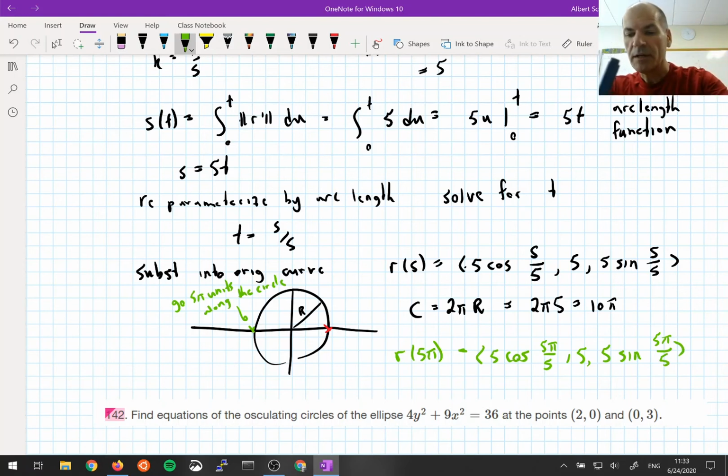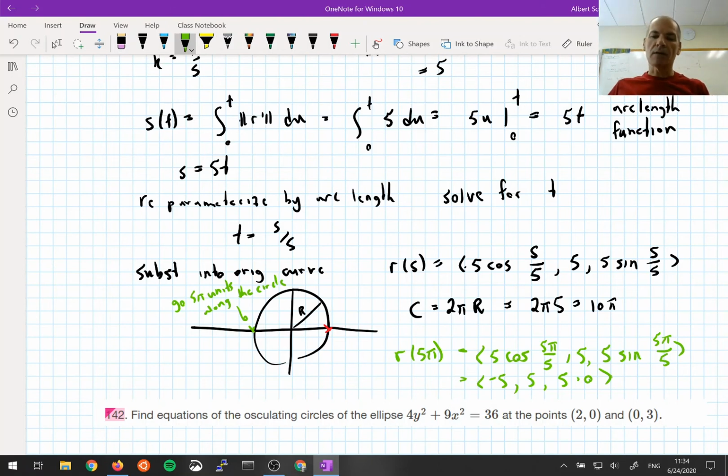Now, what's 5 pi over 5? It's just cosine of pi, which is -1, so we're at -5. And then we have a 5 here in the middle, and then we have a 5 times 0 in the last slot.